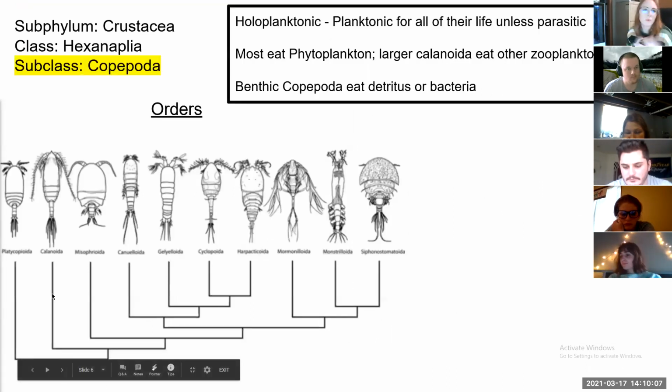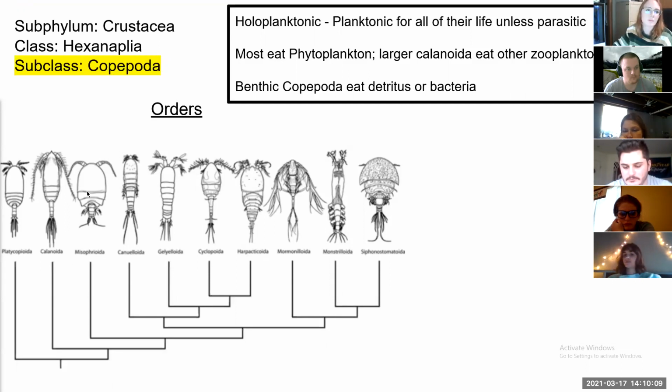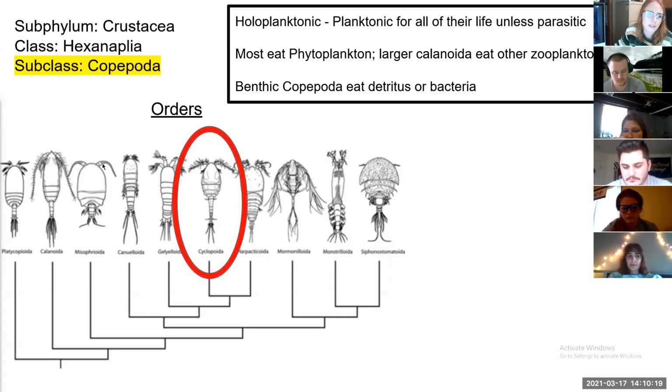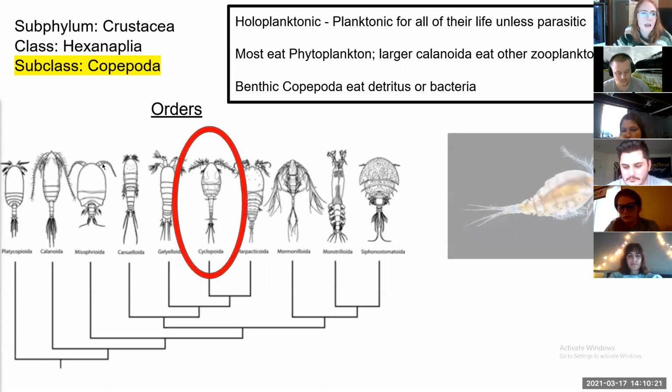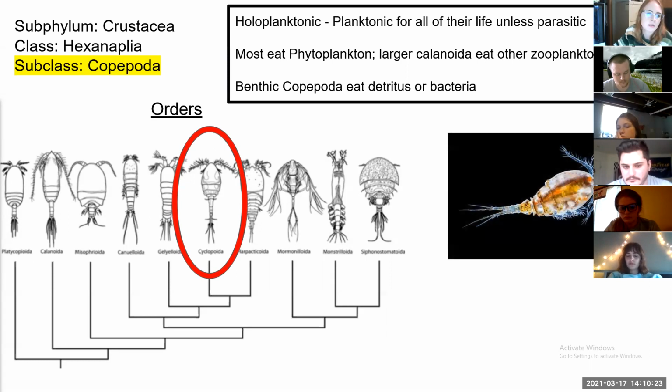So the ones that I really wanted to cover were copepods, because those are the ones that people usually think about most. They're really important for early fish life cycles. So we have Cyclopoida, and then we have Calanoida.